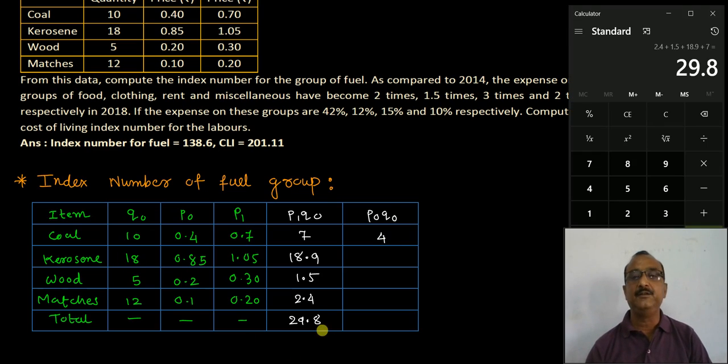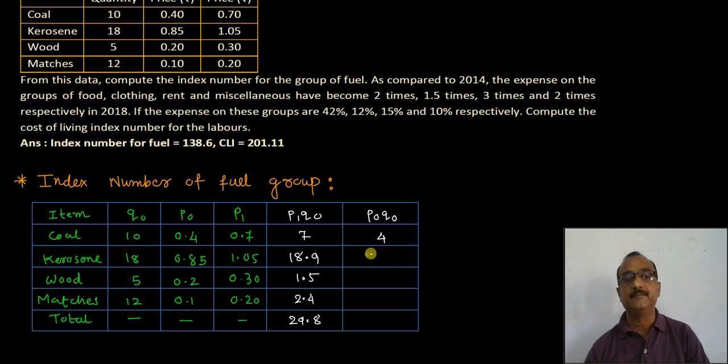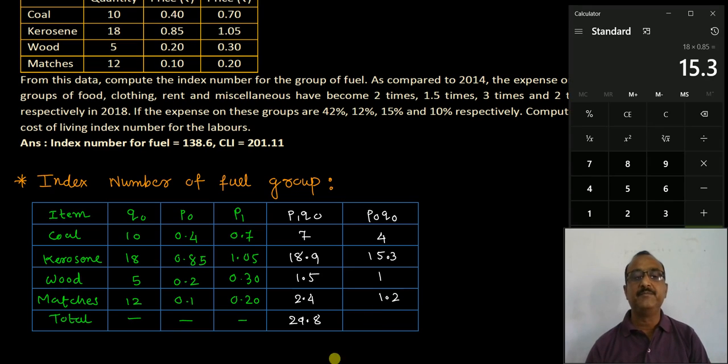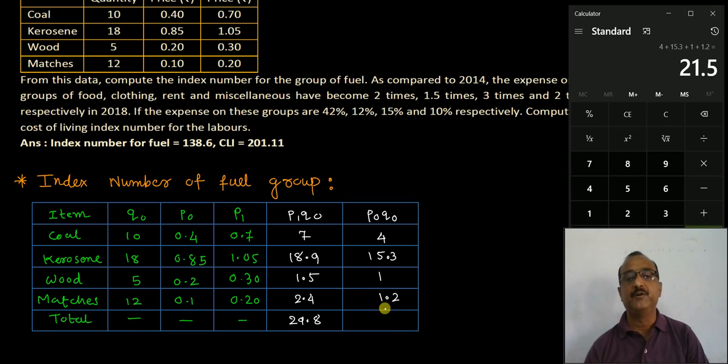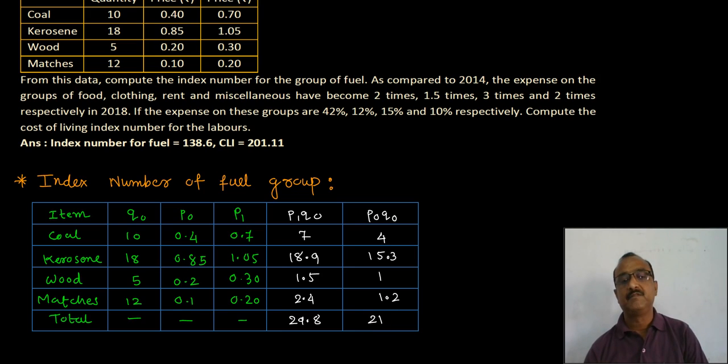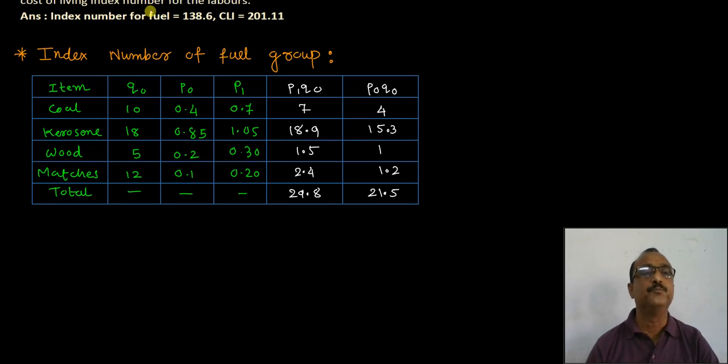Now find P0Q0, the product of the first two columns: 4. Then 18 into 0.85 is 15.3. Then 5 twos are 10, means 1, and 12 ones are 12, means 1.2. So sigma P0Q0 is 4 plus 15.3 plus 1 plus 1.2, which equals 21.5.